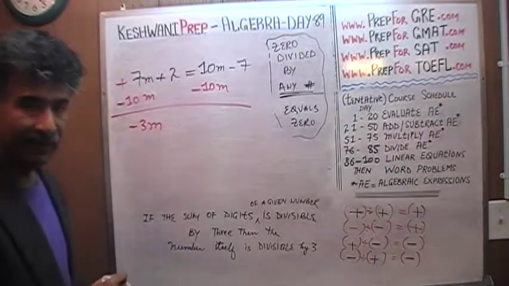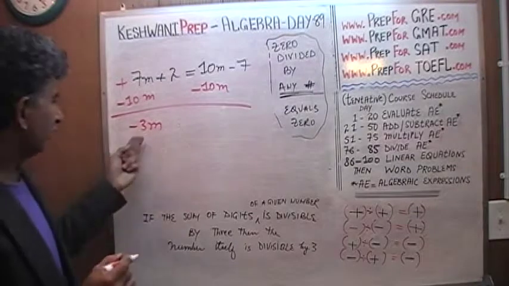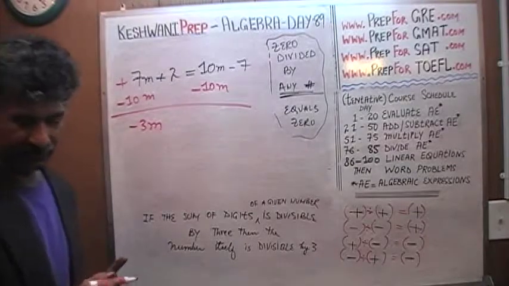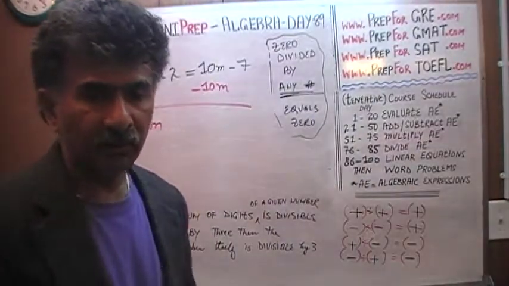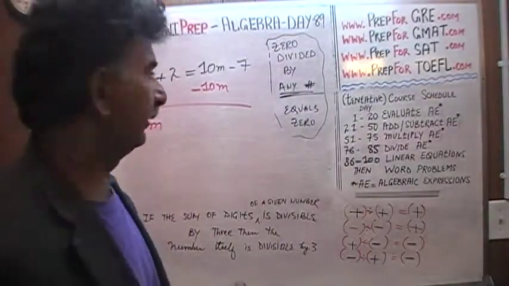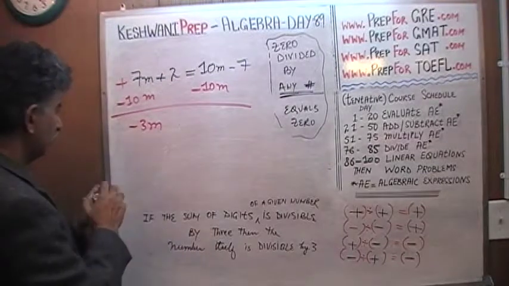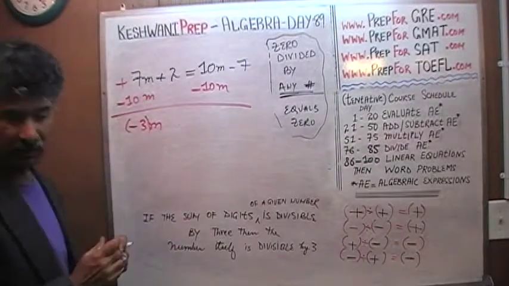Do you really want to deal with negative 3m? I do not, because I don't want to divide by a negative number. It's more confusing. I don't care for it. I like to keep my coefficient of the unknown positive if I can help it. The coefficient here is negative 3. I like to keep it positive.